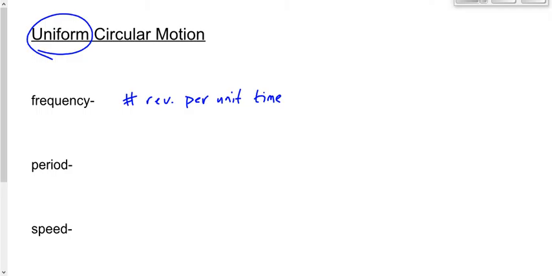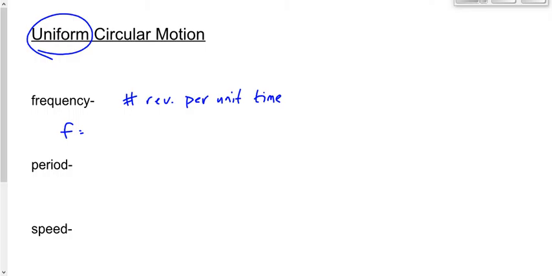But it still has that term frequency associated with it, and we measure the frequency in RPMs as opposed to in revolutions per second because of the number that it is, right? It makes more sense to talk about that frequency in revolutions per minute than it does to talk about it in revolutions per second. All right. So it is the number of revolutions per unit time. Usually we use seconds, but sometimes we can use minutes as well.